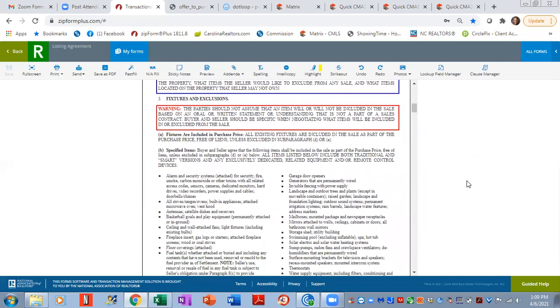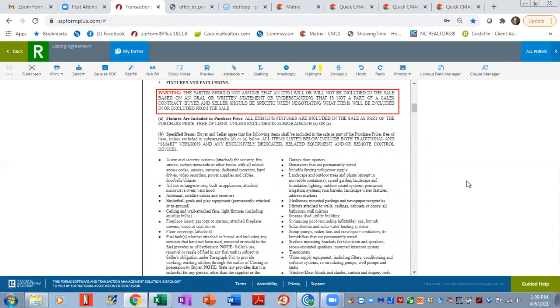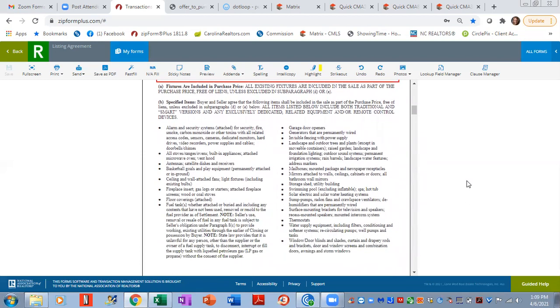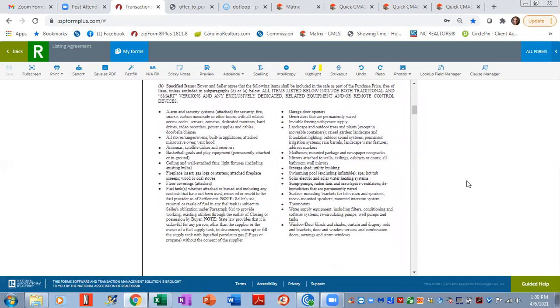Remind your sellers what the fixtures are, what stays with the home and what is personal property. So I try to go through this list in an overview, but yet seek any questions. Ask them if they have questions about something that may or may not be a fixed item, a fixture.